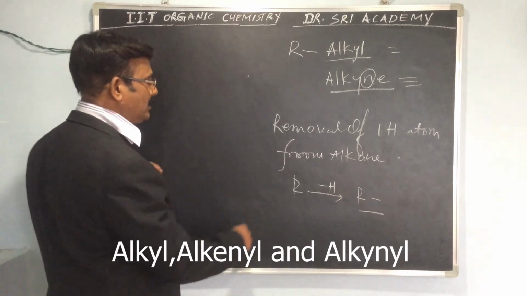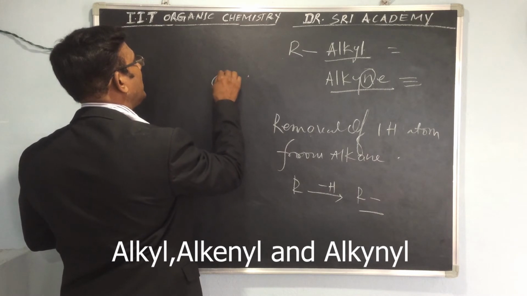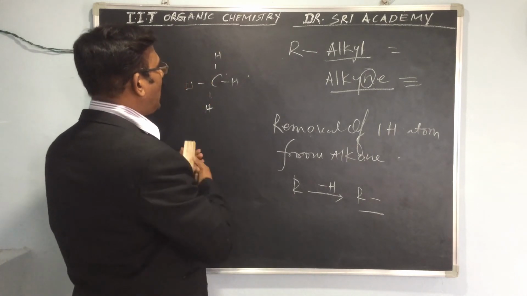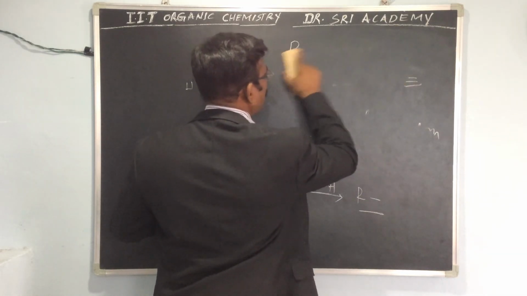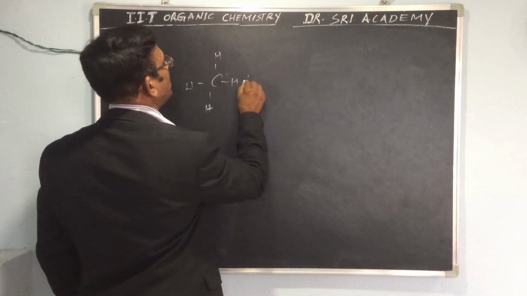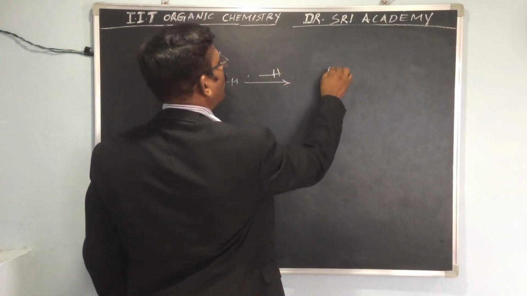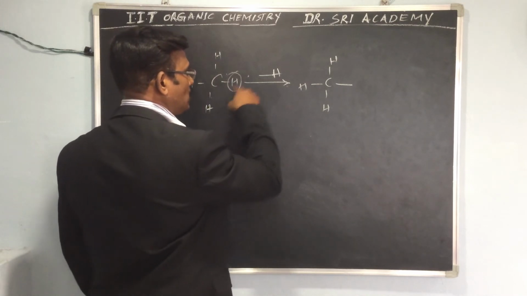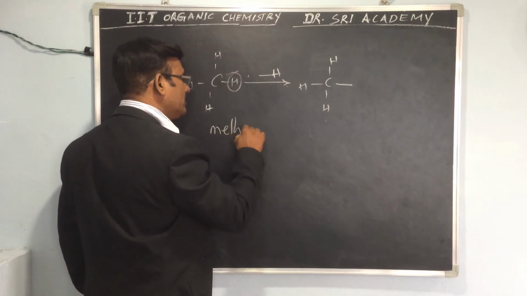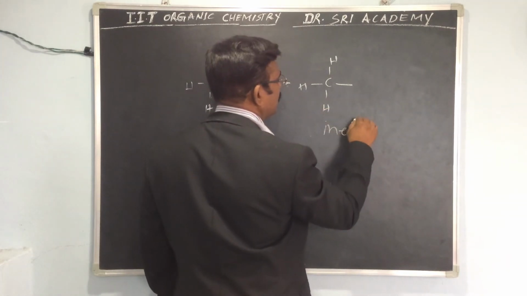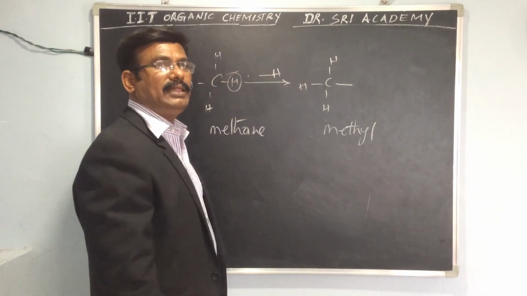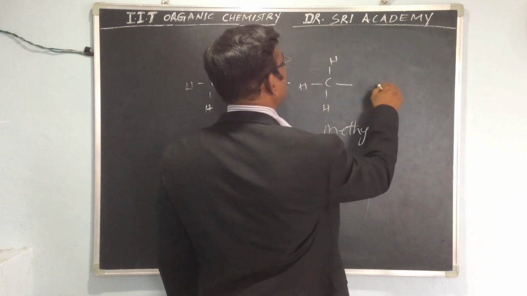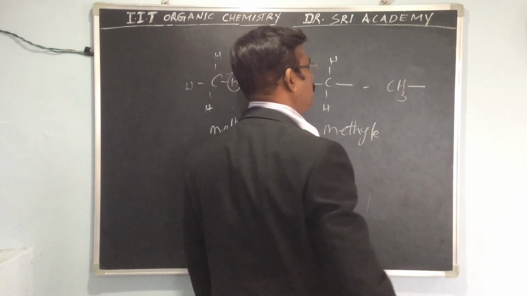For example, the alkyl group from methane. This is methane, CH4. We have to remove one hydrogen from methane. So one hydrogen is removed from methane, and this is called methyl. So we can write CH3 dash, methyl.